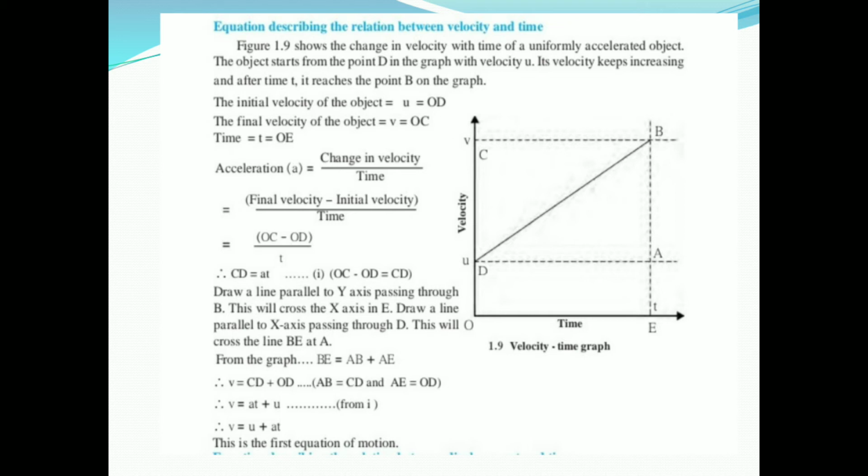See carefully and then let us see the next slide. Whenever you want to see it carefully, you can pause it and see it.